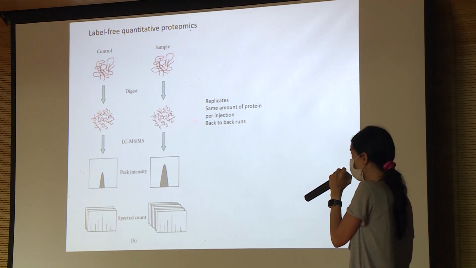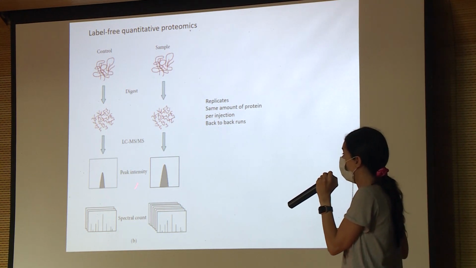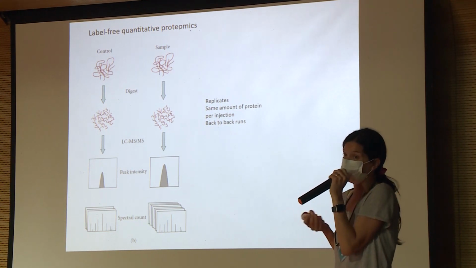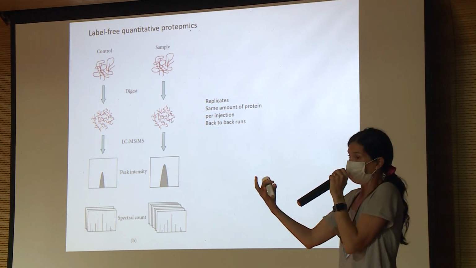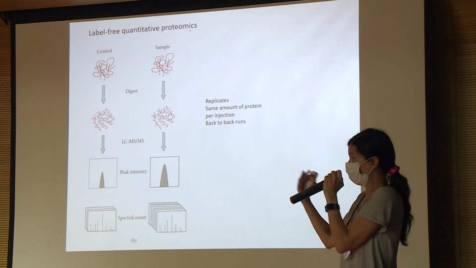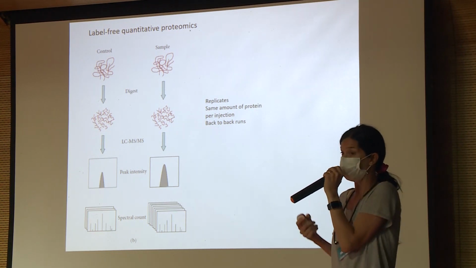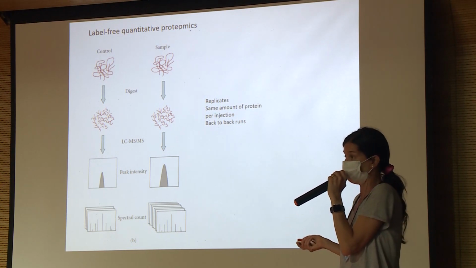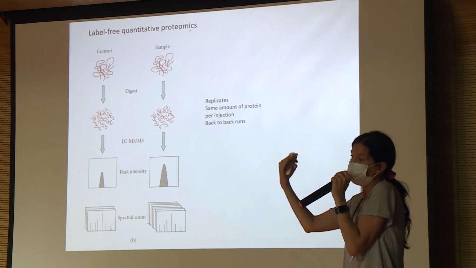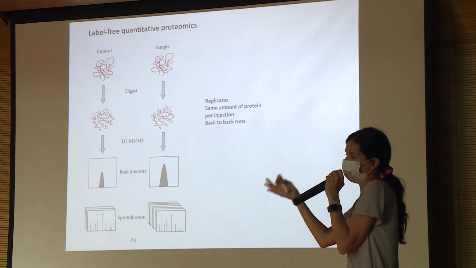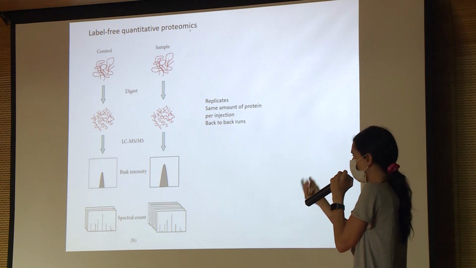And how will we quantify in this case? There are two ways. We can do it by peak intensity, so that is, we will quantify based on the extracted ion chromatogram, like on the MS spectrum. We will measure the area under the curve for the different peptides, and therefore we will get an area value for each protein. So we'll compare for the same protein, the area in one condition or in the other condition.